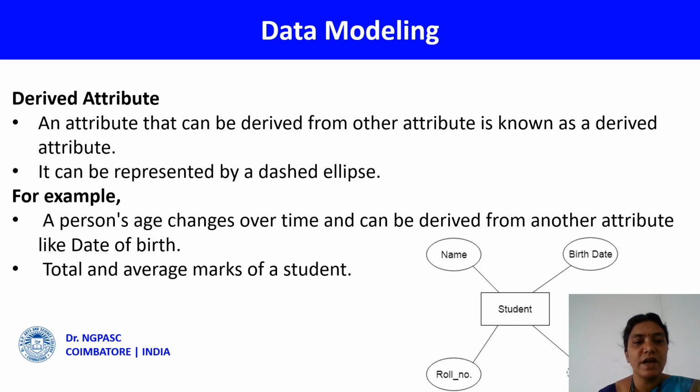Next one is the derived attribute. An attribute that can be derived from another attribute is known as a derived attribute. Here we can represent it with the help of a dashed ellipse. For example, if you are considering a person's age, since the age always differs over time, year by year your age will be changing, and I am able to derive the age from the attribute called date of birth. So I can call a person's age a derived attribute, since it can be derived from the other attribute called date of birth.